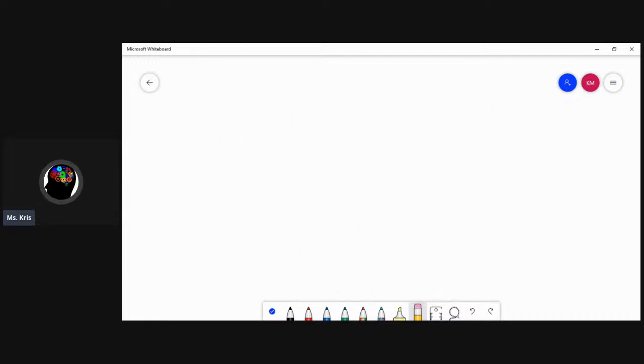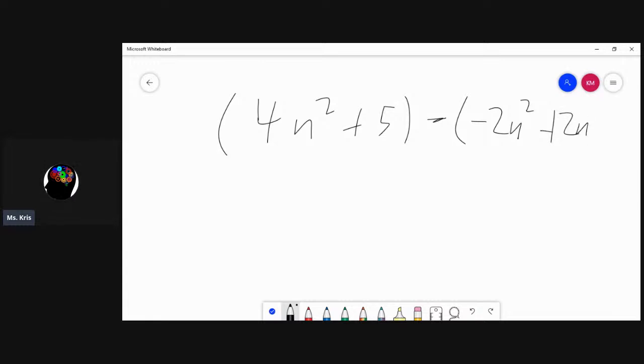Next, we have subtracting them. The only difference is that the signs are going to change in the second term when you're subtracting. This is what I mean. You have 4n squared plus 5, minus negative 2n squared plus 2n minus 4.